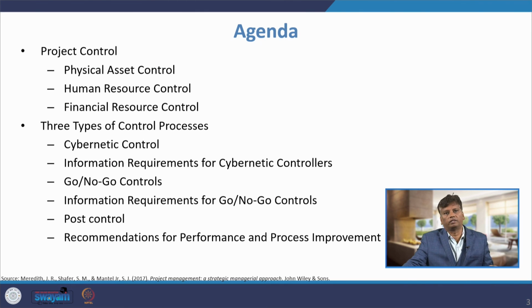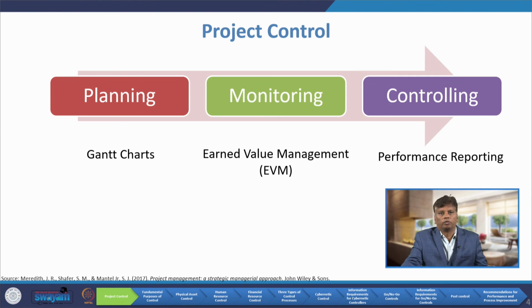So, the agenda for this lecture is: what is project control, then the importance of physical asset control, human resource control and finance resource control. Then three types of control process. The first type is cybernetic control, the second one is go/no-go control, the third one is post control. This controlling is the third activity in our planning, monitoring, control activities.